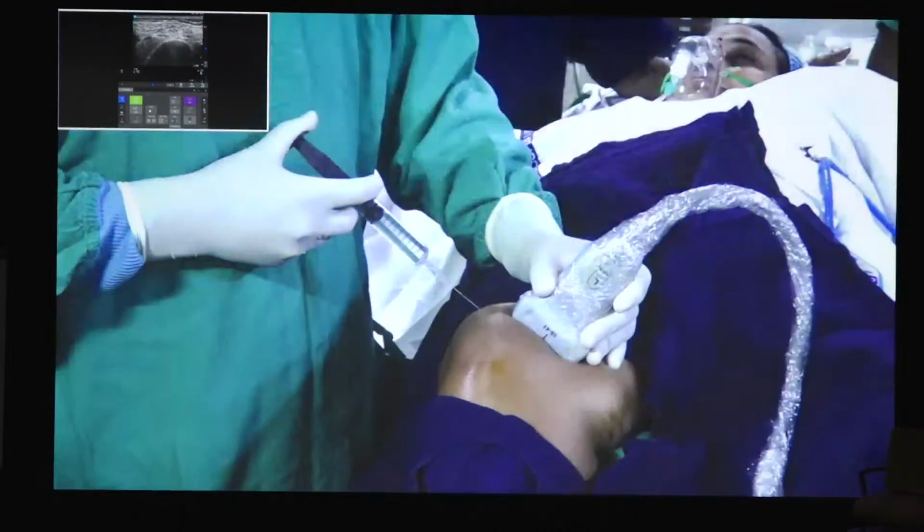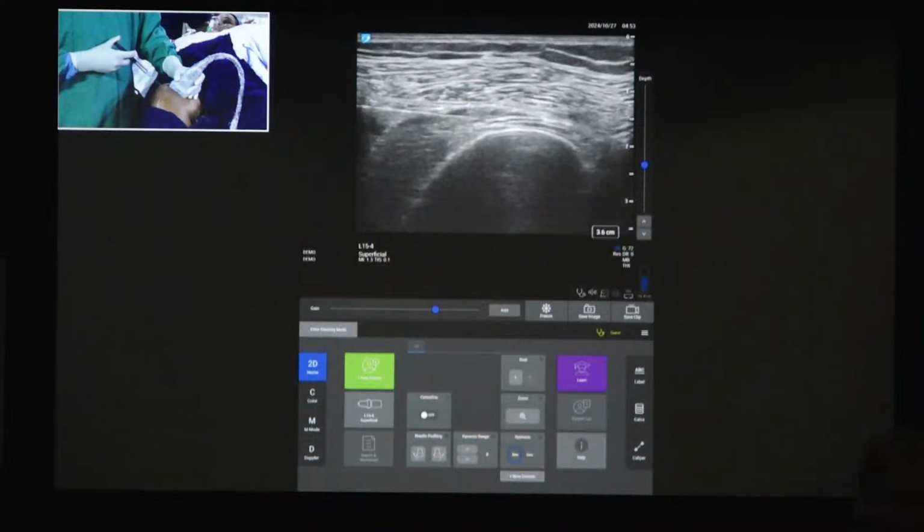Can we have the larger image of the USG? Yeah, USG. Yeah. This is fine.